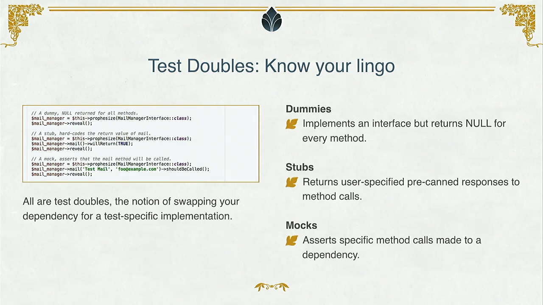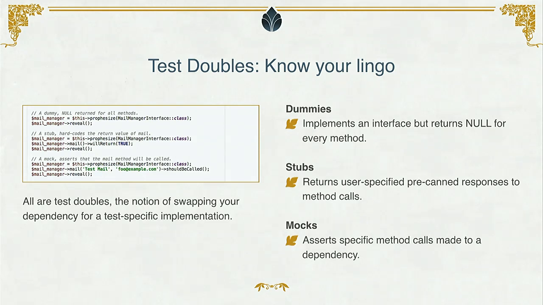The next one's a stub. And stubs are a little bit special because as the person writing the test, you're programming in the behavior of your dependency. So here I am stubbing the mail manager. And whenever the mail method is called, I will return true. And that's a version of the mail manager that my test can now use and will behave in that very specific fashion. And the last one is mocks.